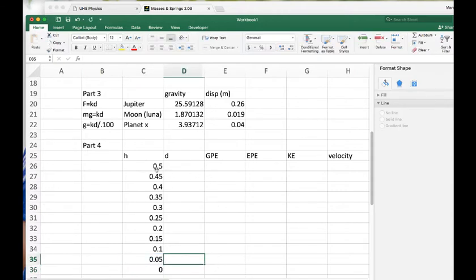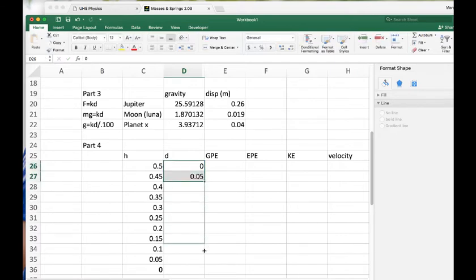Okay, so this is how it's going to fall 5 centimeters each time. So after it's fallen 5 centimeters, this is how much height it still has. And here is the displacement that we're actually pulling the spring. So at the beginning, we haven't pulled it at all. And then here, we will do this cell plus 0.05. We're going to add 5 centimeters on each time.